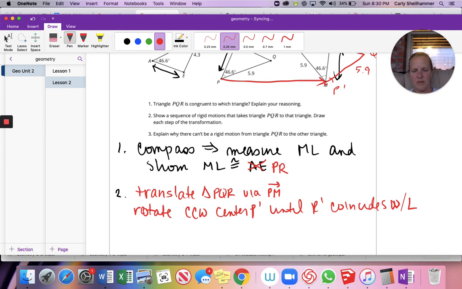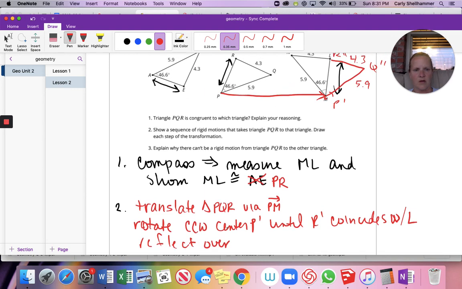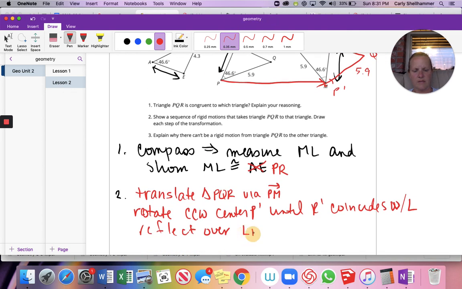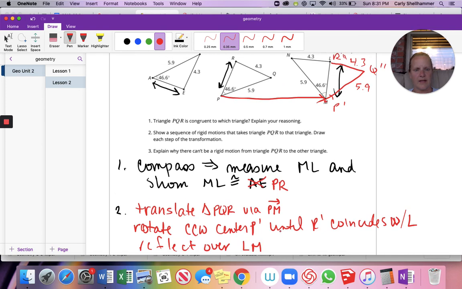And now I'm going to reflect over LM. And that just means that Q will coincide with N. Q double prime will coincide with N. And that means that once we transform PQR onto LMN, we'll show that all the corresponding parts are congruent. Okay, that's the goal there.